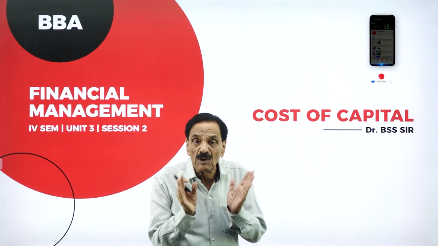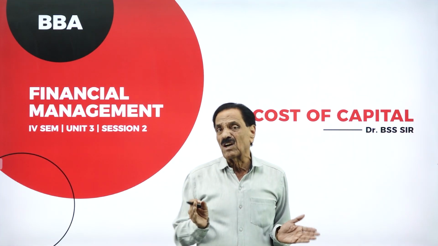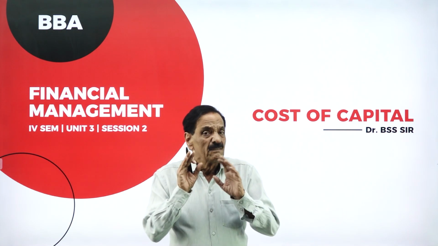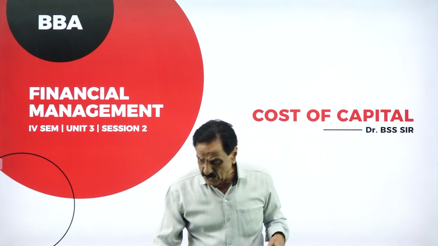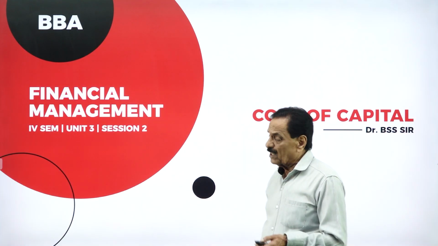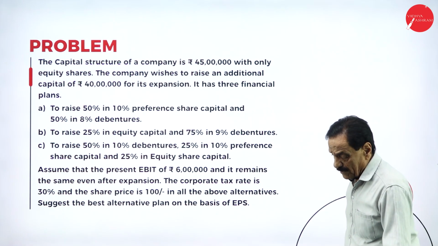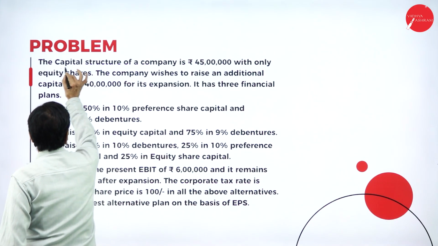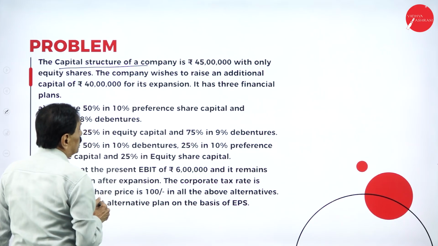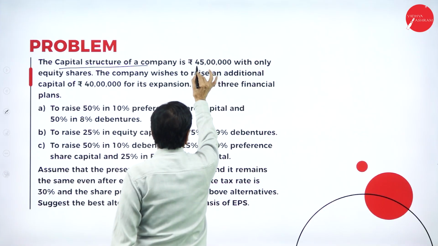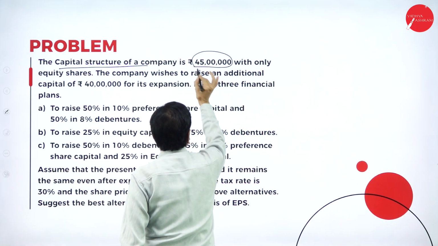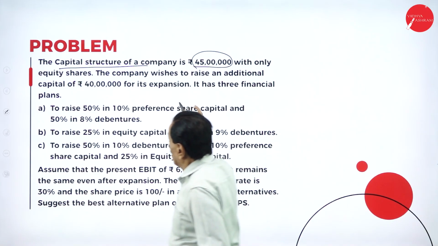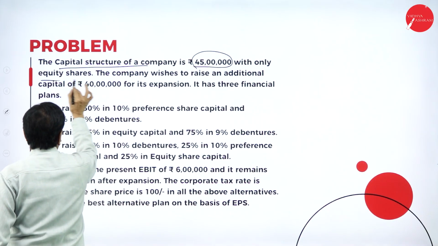In this session, Financial Management 4th semester, Unit 3, Session 2 of BBA, on cost of capital. In the last session, I already explained that in the cost of capital we are dealing with capital structure. Now this is the third problem we are going to face. The capital structure of a company is rupees 45 lakh, entirely equity shares.